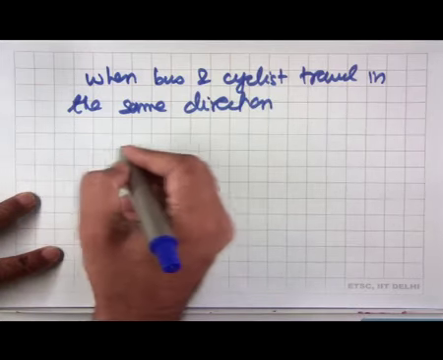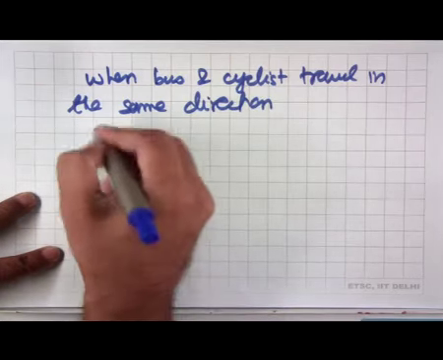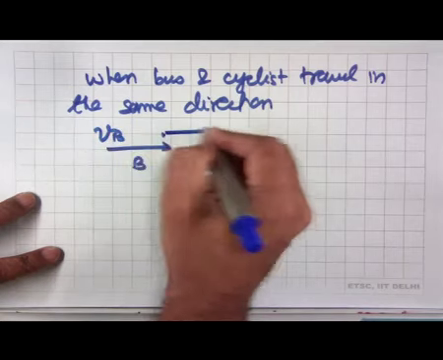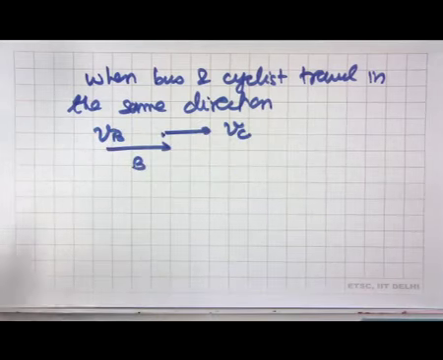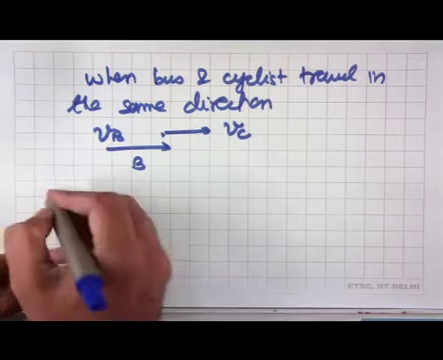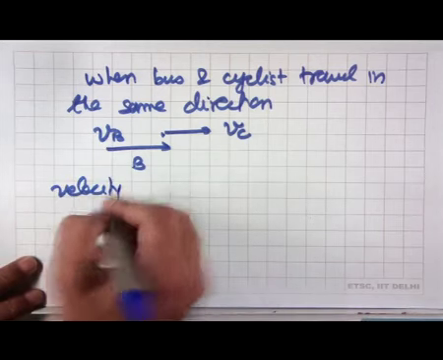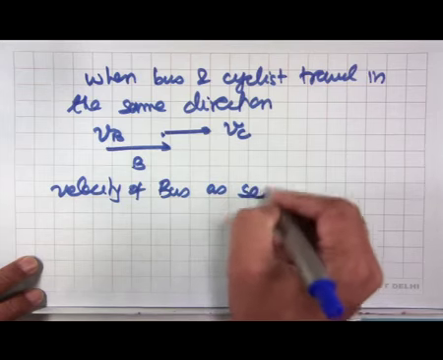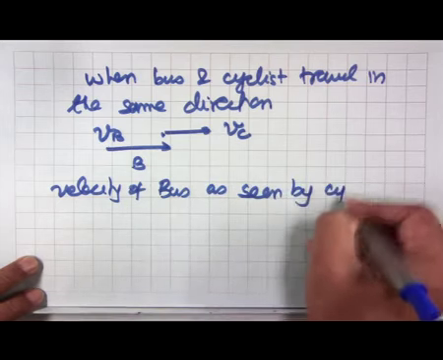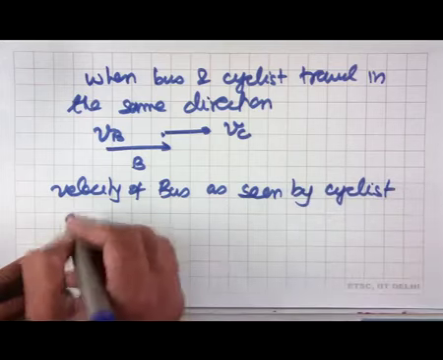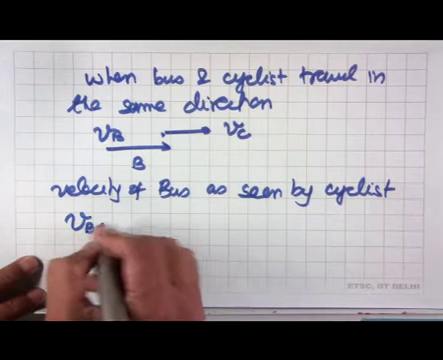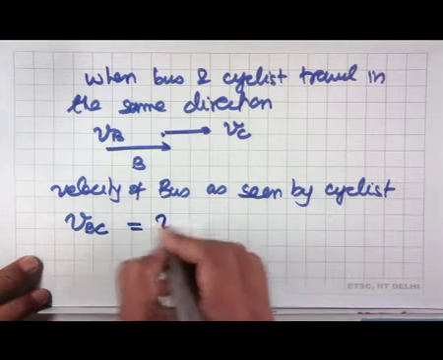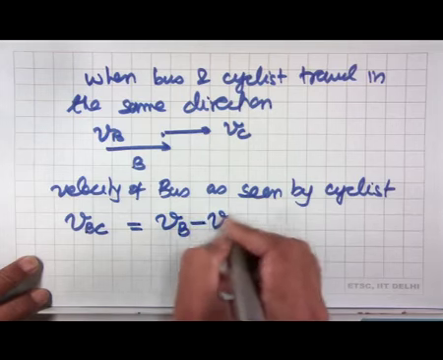Then, so this is the bus travelling, this is Vb, and the cyclist is travelling in the same direction, which is given by Vc. So, the velocity of the bus as seen by the cyclist, this we will put as Vb with respect to c, this will be equal to Vb minus Vc.